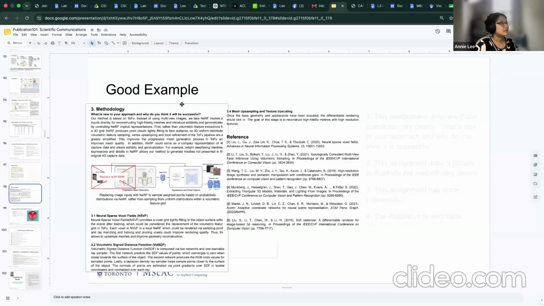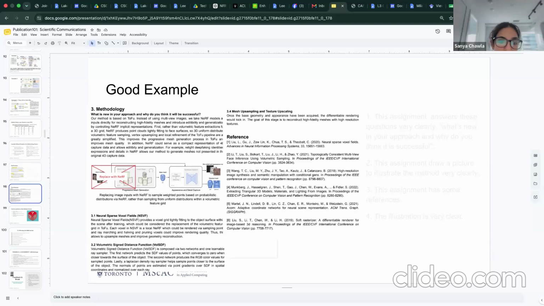Okay, here is somebody who did really well. So next person, Sonia, you get the easy job of telling me why this paper was so nice. They include diagrams. In neural sparse voxel fields, they add the acronym after it so they can reference it throughout the paper, and then they have references too, so it's more specific and to the point.